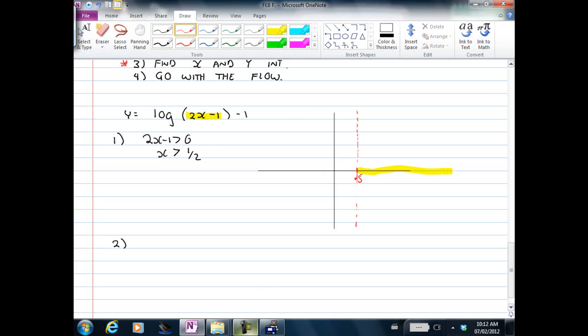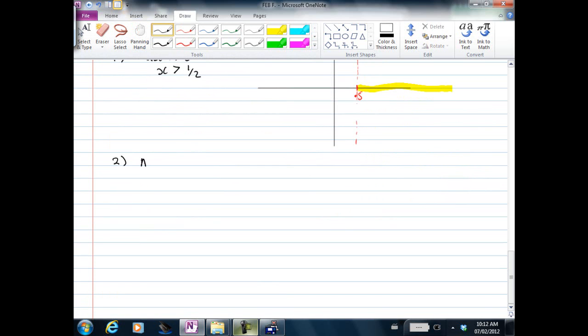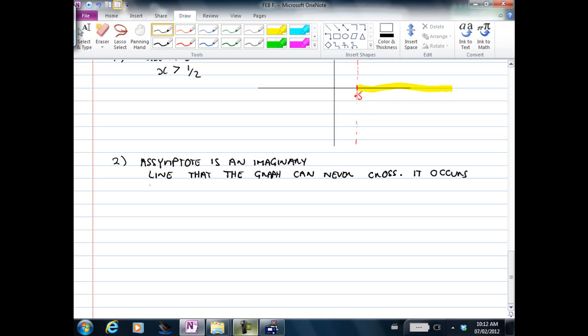So let's write this down. Your asymptote is an imaginary line that the graph can never cross. Never cross. It occurs at your domain. This is the reason why I'm so picky about your domain. It occurs at the domain.